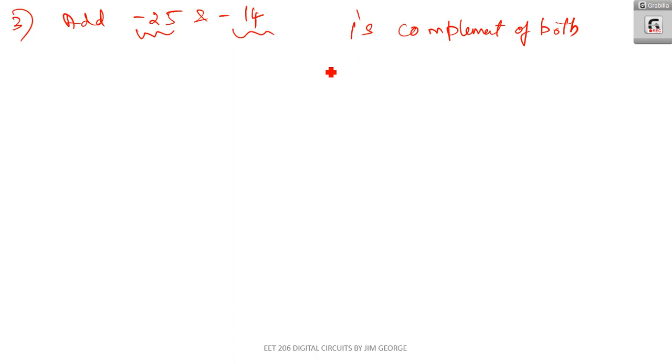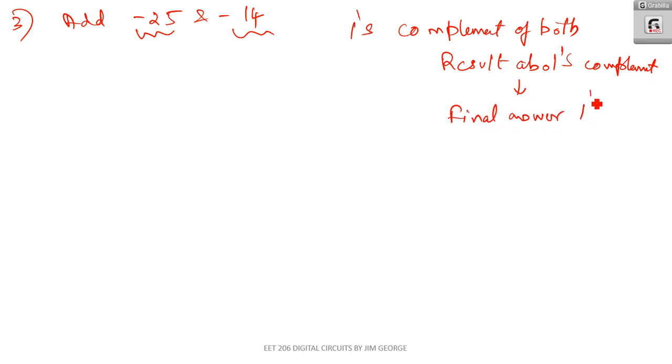Since we are taking the ones complement of both, the result will also be in ones complement form, and to get the final answer you need to take the ones complement of the result.